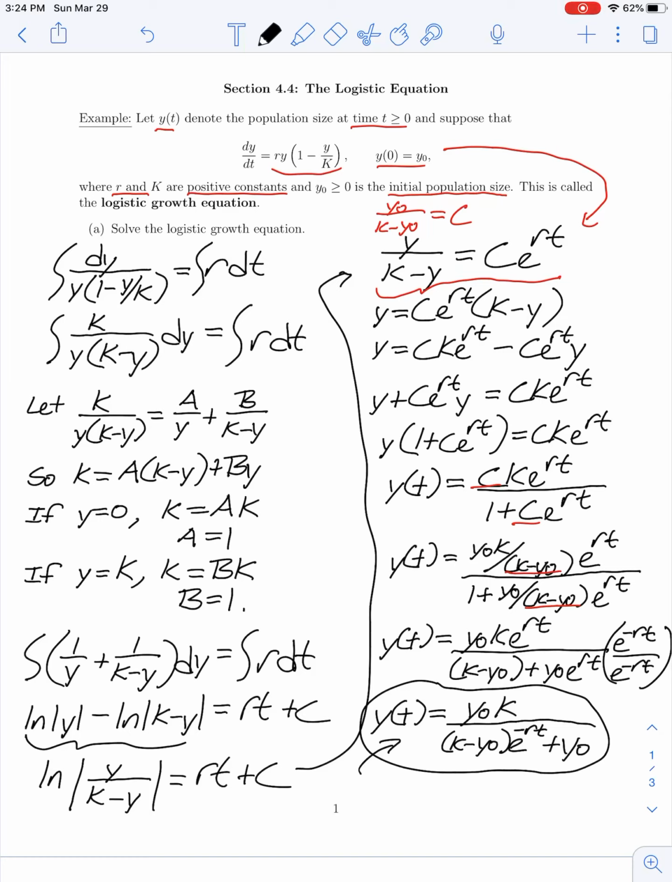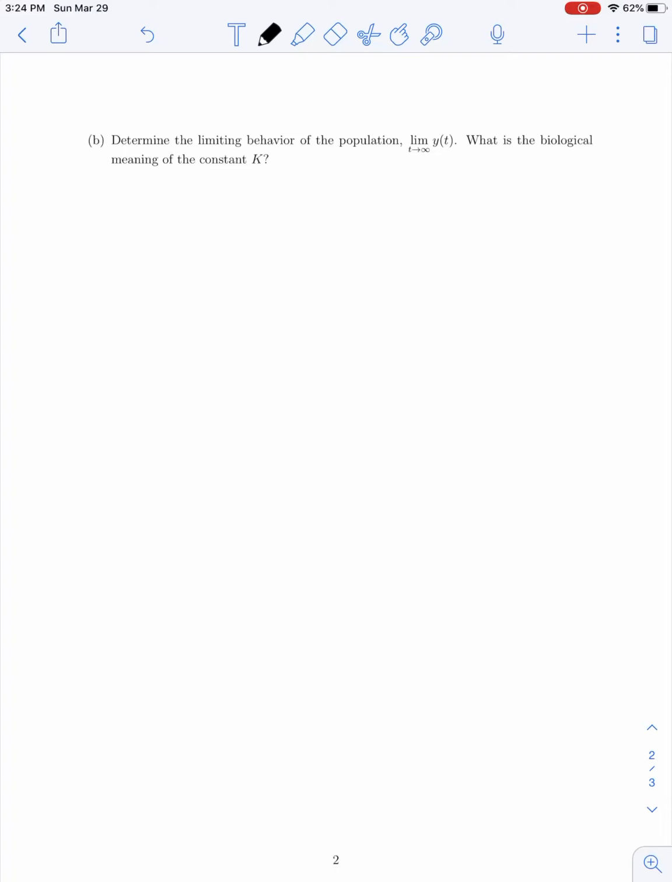Now, one thing which we haven't discussed about this equation yet is what is the meaning of this constant k. Our constant r out in front is a growth rate. It's similar to the growth rate that we saw for the exponential growth model. But what about this constant k? So in the next part of this example, part B, we are asked to determine the limiting behavior of our population as time approaches infinity, and then determine what is the biological meaning of that constant k.